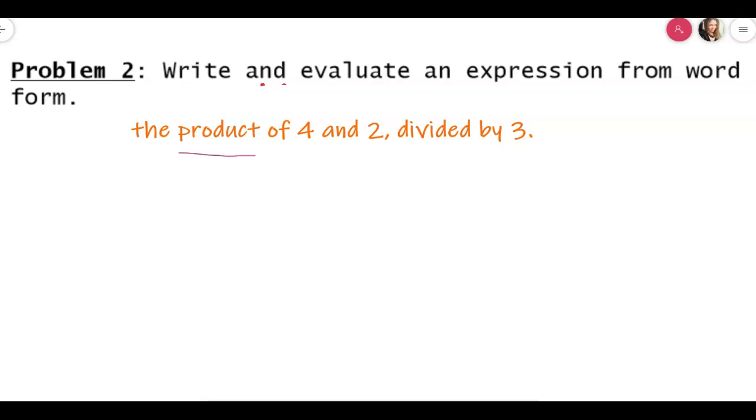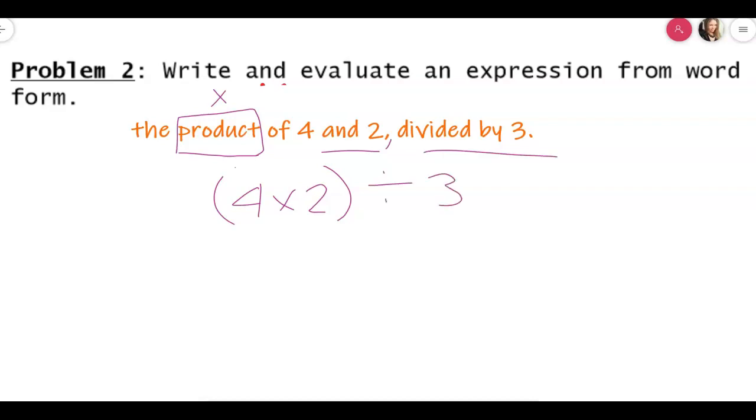So when you look at the sentence, the expression in word form, you'll notice some things that will give you some clues. So for example, product. I know that product is the answer to a multiplication problem. And it says the product of 4 and 2. So that means 4 and 2 is going to give me a product. And that product is then going to be divided by 3. So I need to first figure out the product of 4 and 2 and then divide that by 3. So there's one way of writing that expression numerically.